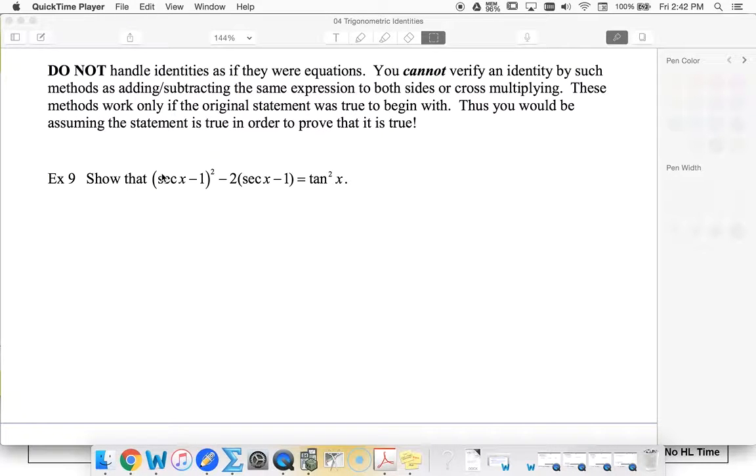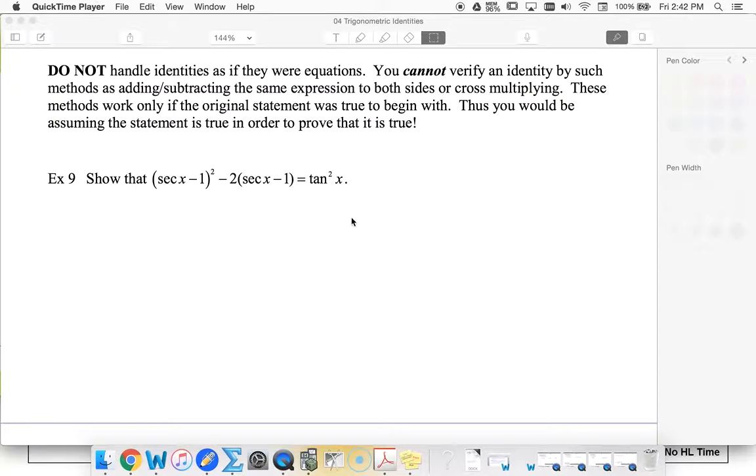All right, so even when expressions get more complicated, we still have to treat them by working with only one side. You can't treat them as if they're equations. You can't add or subtract from both sides or work with each side separately. You have to work with just one side until it looks like the other side.